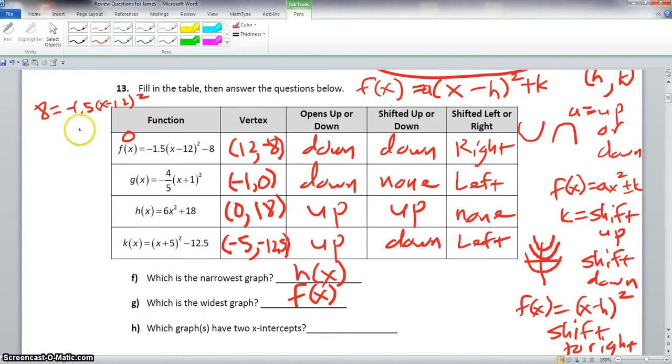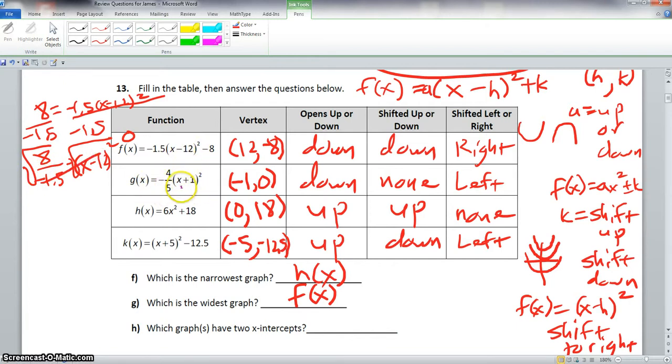Now let me tell you this. Before we take the square root of both sides, if this answer is positive over here, when we're about to take the square root, then we will have two answers. If it's 0 or negative, then we don't have two answers. So if we divide each side by negative 1.5, we know that this is going to be negative. So it'd be 8 over negative 1.5 is equal to the parenthesis x minus 12 squared. Now we would take the square root of both sides, and we know this is negative, so this first one doesn't work.